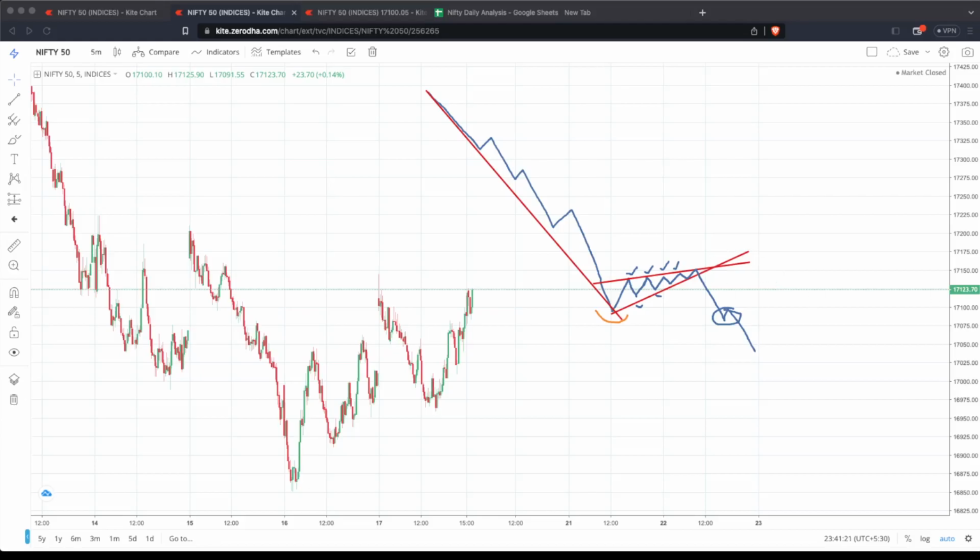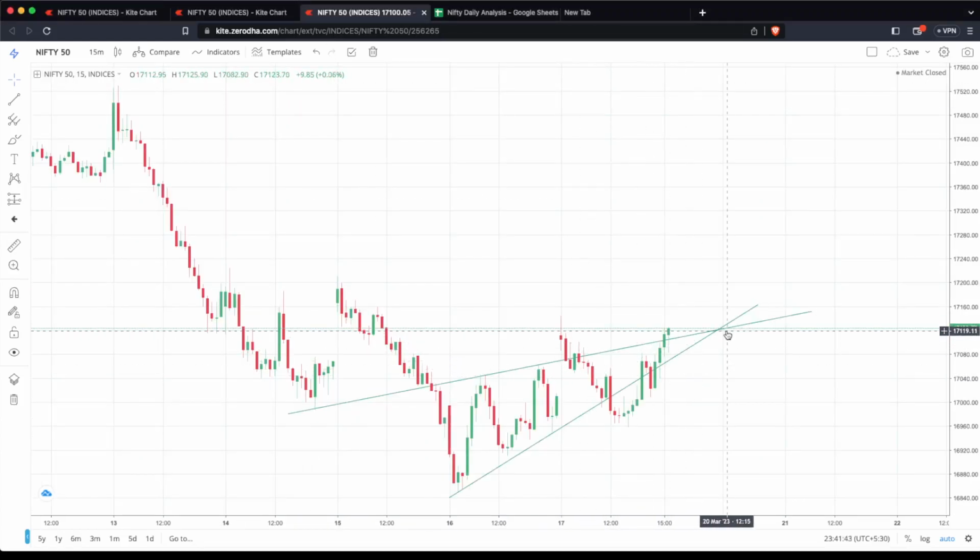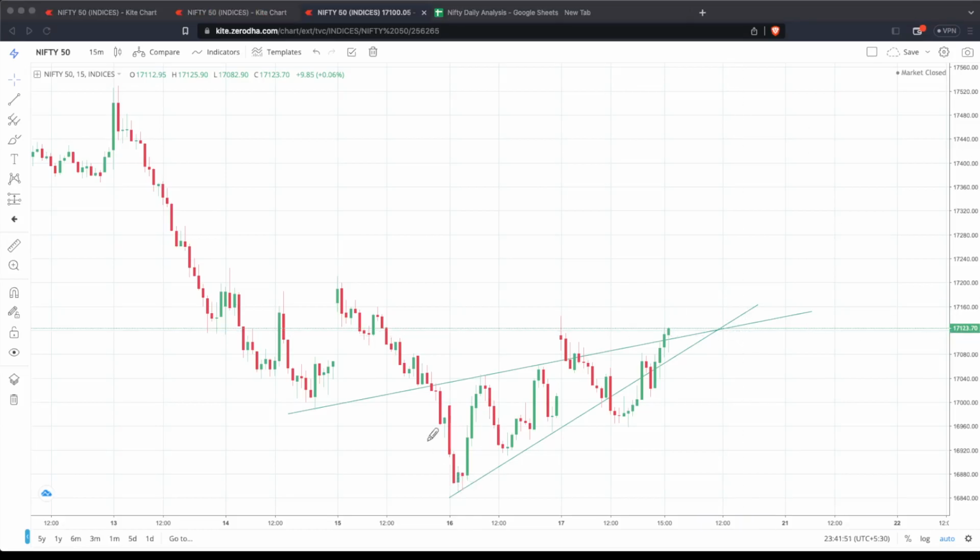Now let us look at the context of what I am trying to tell. This wedge pattern has appeared recently, in this week, when Nifty made a low at 16,850. I shared this pattern in the previous video, for the analysis of 20th March and for 17th March also. So this is the wedge pattern that has appeared.